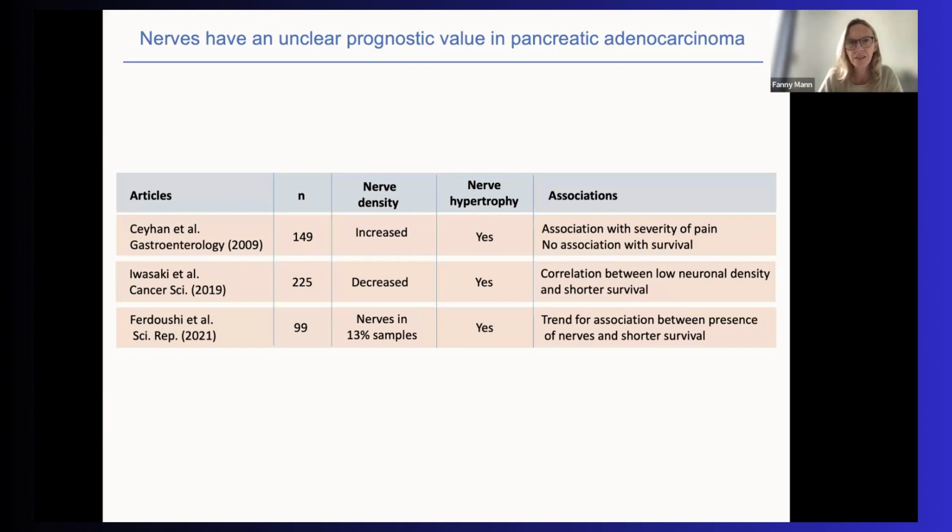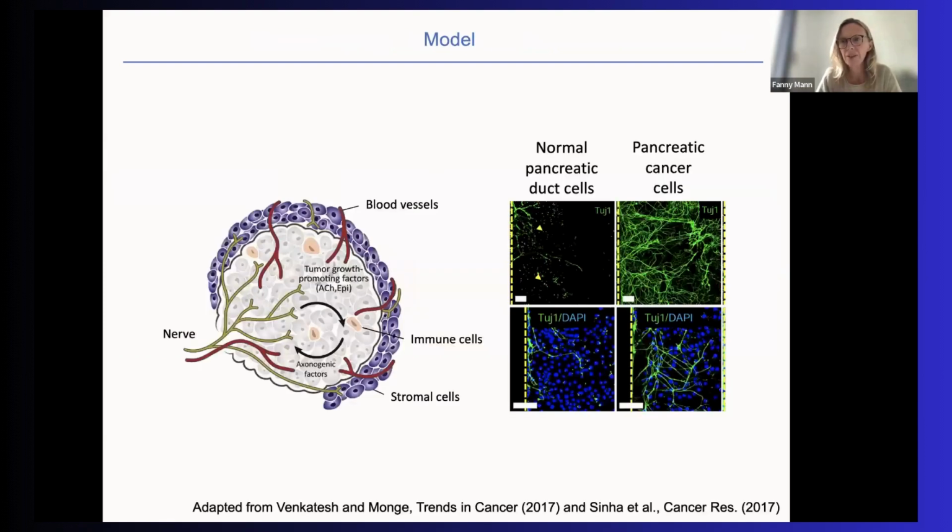So the question that we are interested in is to understand what is the origin of these intratumoral nerves. And the observation of a higher density of nerves in tumors compared to healthy tissue or adjacent tissue suggests that cancer development may lead to an expansion of nerves.